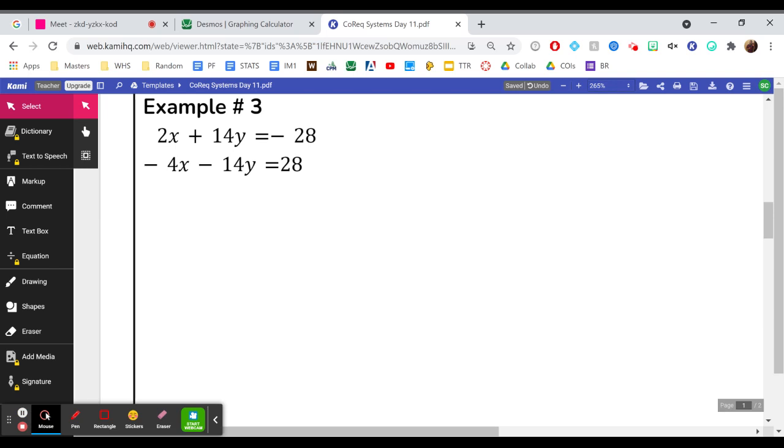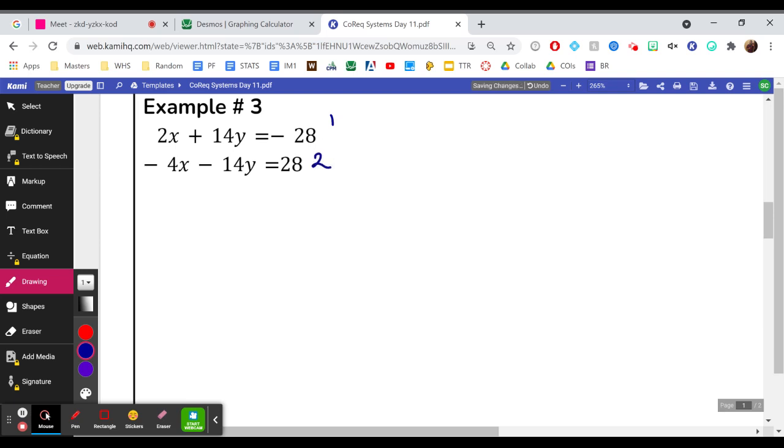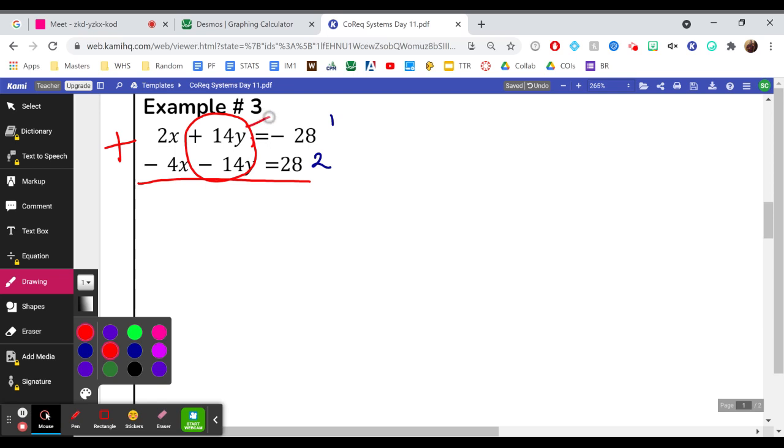And then example number 3, I have 2x plus 14y is equal to negative 28 for my first equation, and negative 4x minus 14y is equal to 28 for my second equation. So again, I'm going to add the two equations. So I put a plus sign since I'm adding them. And I look at my variables, 2x and negative 4x. Different numbers, so they're not zero pairs. Look at the y's, plus 14y minus 14y. So these are my zero pairs, and I don't need them. So they go away.